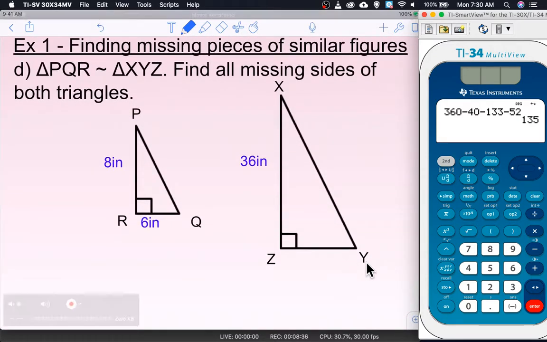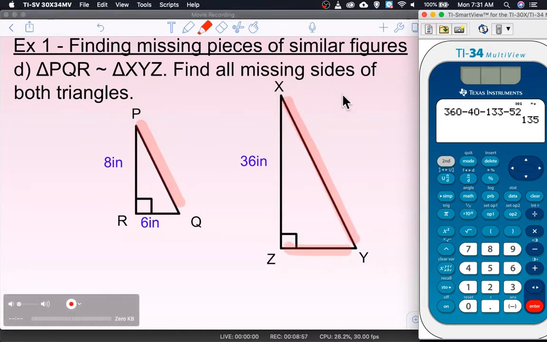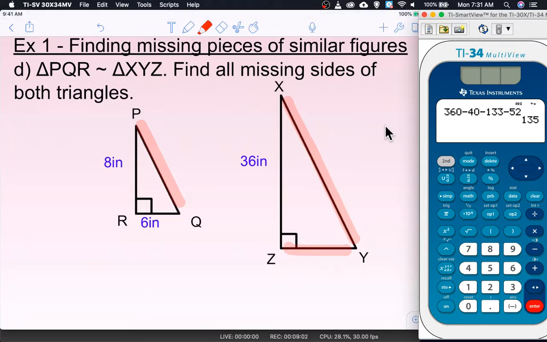All right. We've done a couple here together. Now it's one for you to try. So letter D says PQR and triangle XYZ are similar. Find all missing sides of both triangles. So you need to find the length of this side and this side and this side. Okay, go ahead and pause the video. You can do that right now. When you're ready to continue, hit play, and we'll go through it together.